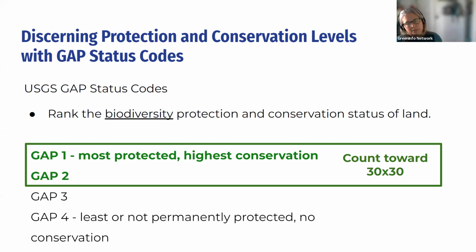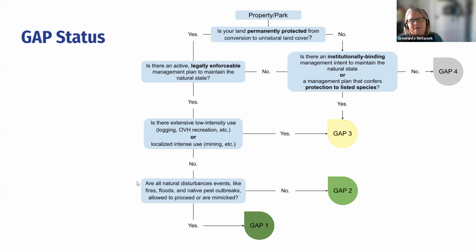So GAP 1 and 2 may not mean a lot to most folks on the call, so we'll talk through those a little bit now. This is a flow chart. We have a lot of information online, and this is one basic key way. I will say this helps at a conceptual level, but it's certainly not going to answer all of your questions.